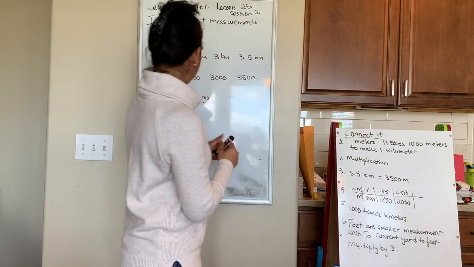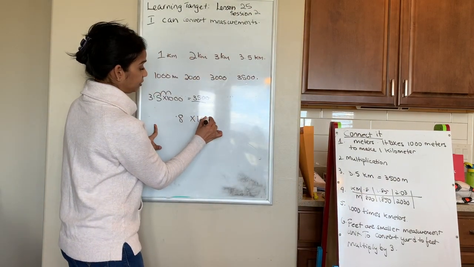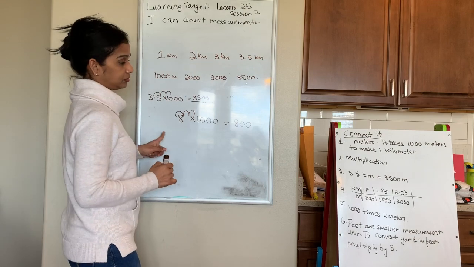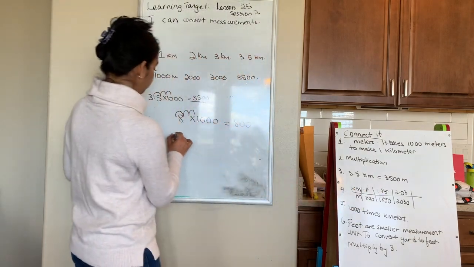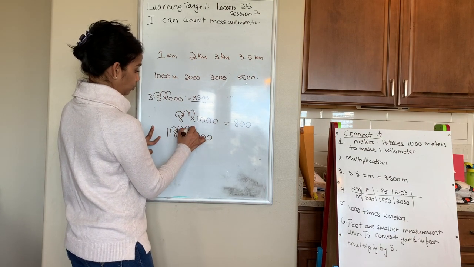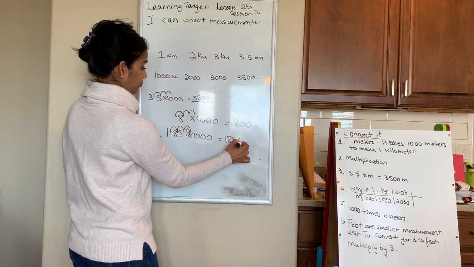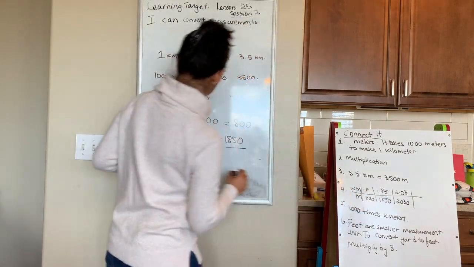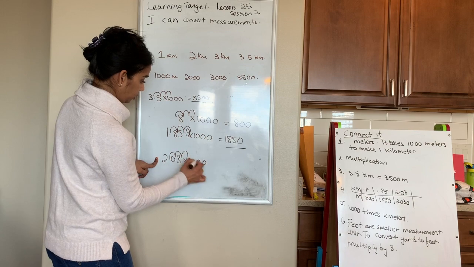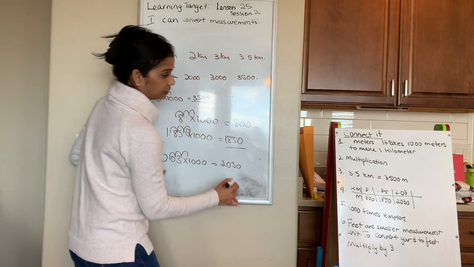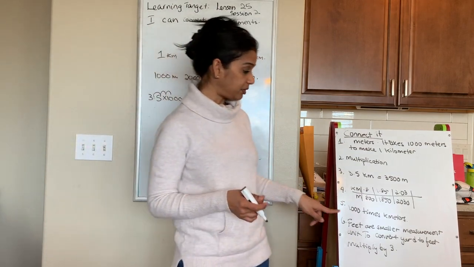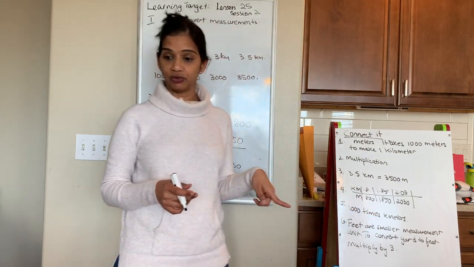So if I did 0.8 multiply by 1,000, 1, 2, 3, two bumps, 2 zeros. See that? 800. 1.85 multiply by 1,000. 1, 2, 3, what's 1 zero we need, right? So 1 and so on. 2.03 multiply by 1,000. 1, 2, 3. So we're gonna get 2030. See? Number five. How many meters in a kilometer? 1,000 times, right? We figure that out.